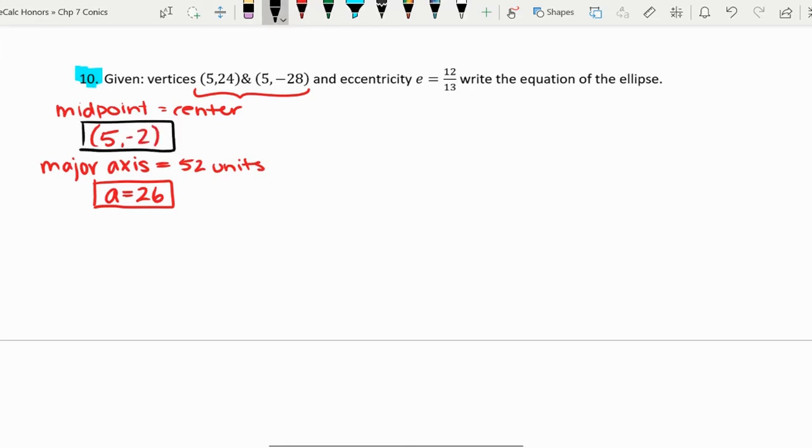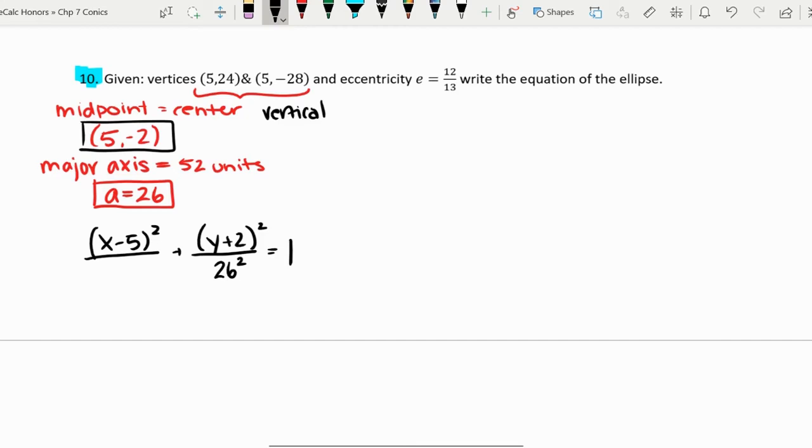So we can really start creating the standard form for this, and I'll do that. So we're going to have x minus 5 squared, y plus 2 squared, and then we know a is 26. And since the y value changes, these are going up and down, so we also know that this is a vertical ellipse. So I'm going to have under y 26 squared. And it's up to you if you want to actually calculate that in the calculator, but so far I haven't needed my calculator, so I'm going to leave it at that.